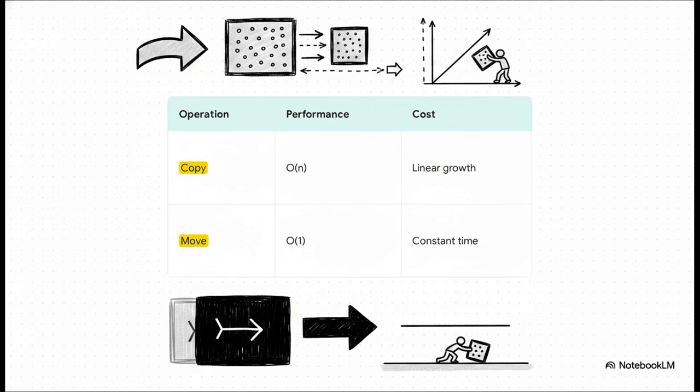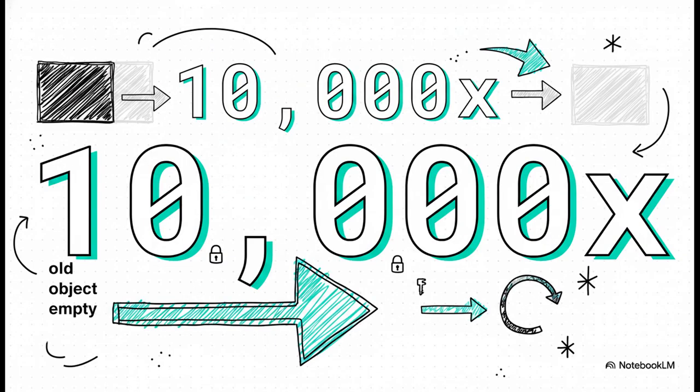But look at moving. It's O(1), constant time. The line is flat. The cost is the same whether the object is tiny or gigantic. So, how on earth is that possible? Because a move doesn't copy the data. It's not a duplication. It's a heist. It can be over 10,000 times faster because it just steals the internal resources.